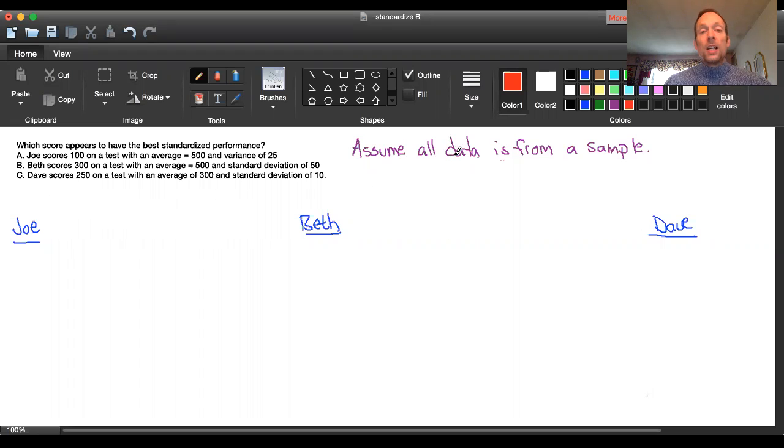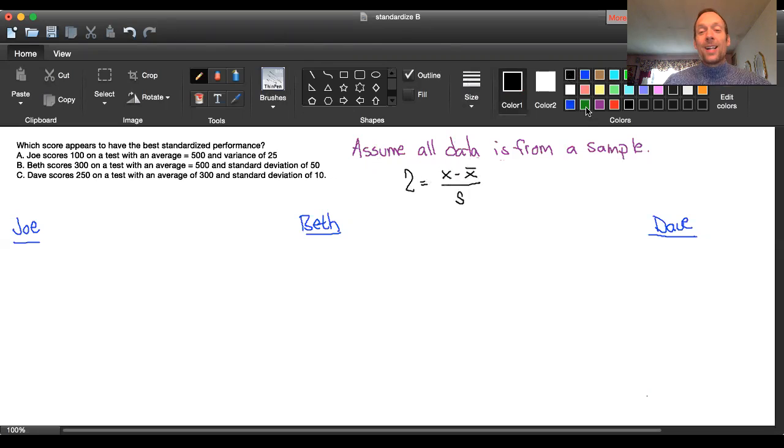I want you to take a few minutes, pause the video, and work out the z-scores for all three people using the formula here. Let's write in our formula: z equals x minus x bar divided by s. And when you've got all three z-scores worked out, unpause, and then we're going to come back and talk about how we evaluate the different z-scores.